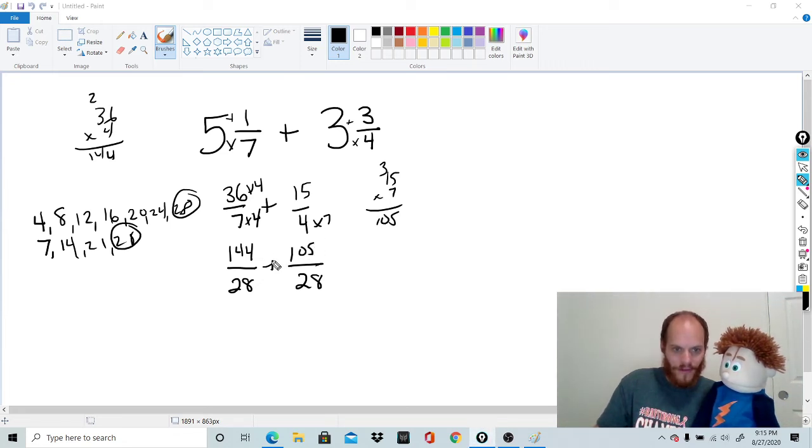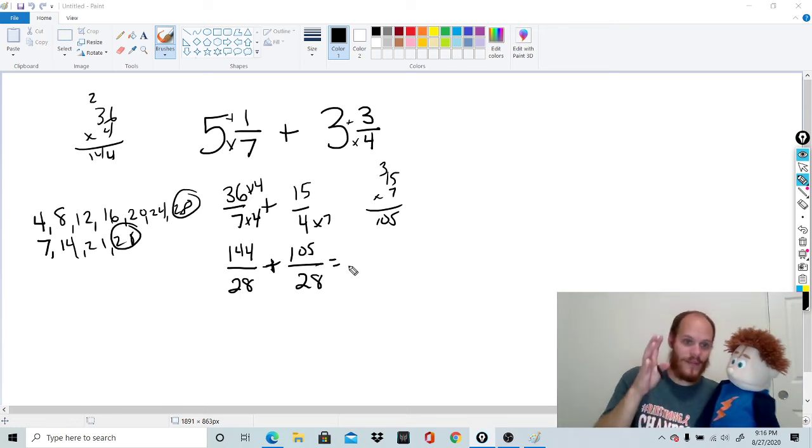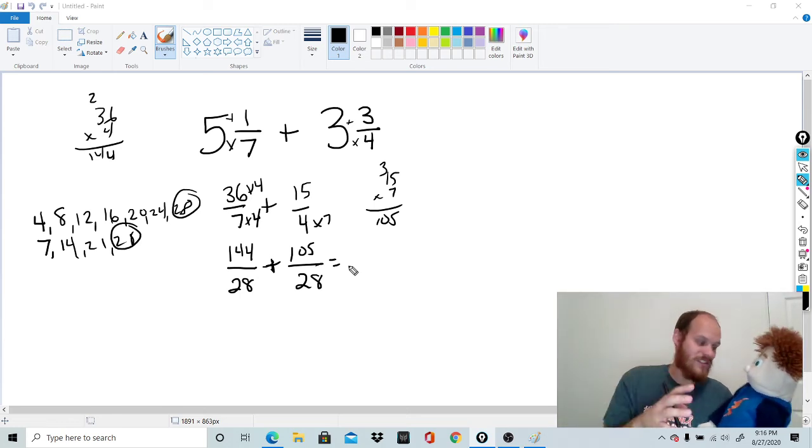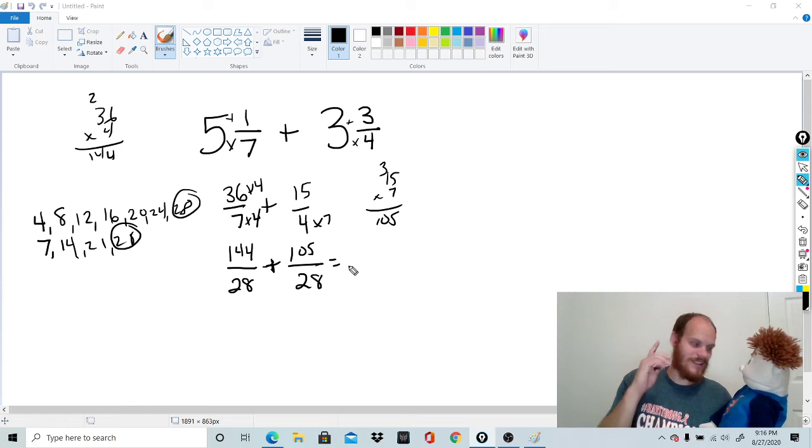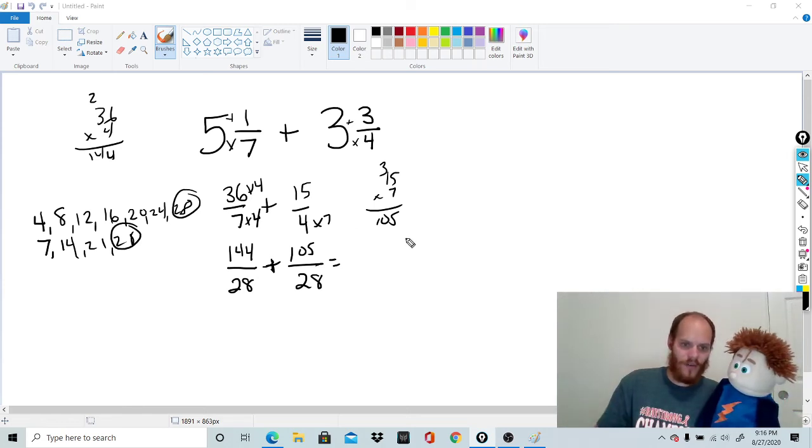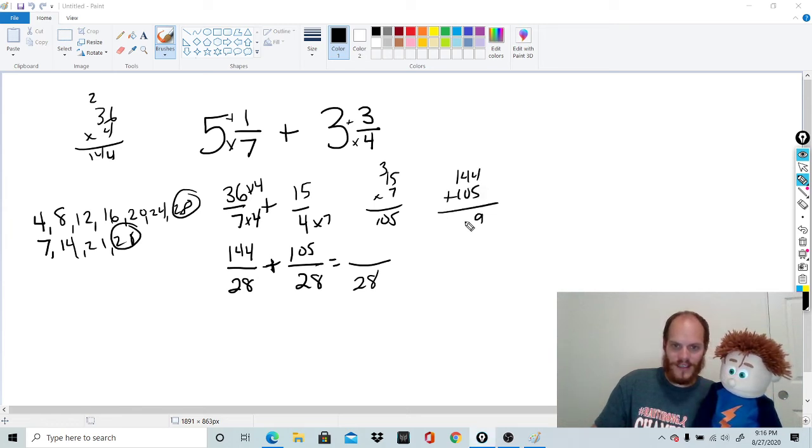Okay, so now I'm back to just being able to solve it. I know this seems like lots of steps, but in all reality, fractions is very similar to adding decimals and things. It's something you're going to see a lot in your life. So I'm going to keep my denominators the same, which is 28, and then I'm going to do 144 plus 105 to give me 249. Okay?